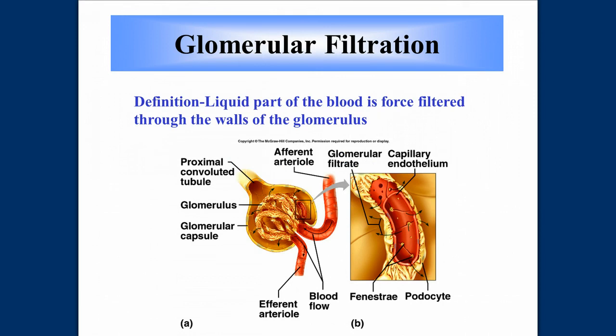Now, we already went over the structures of the glomerulus, the renal capsule or the glomerular capsule here. Here's the end of the proximal convoluted tubule, so the glomerular capsule gives rise to the proximal convoluted tubule. And entering this glomerular capsule is the afferent arteriole, and then here's the glomerulus and the efferent arteriole.